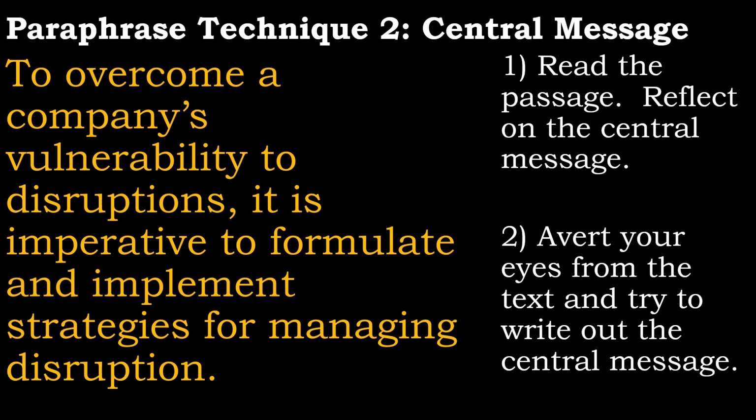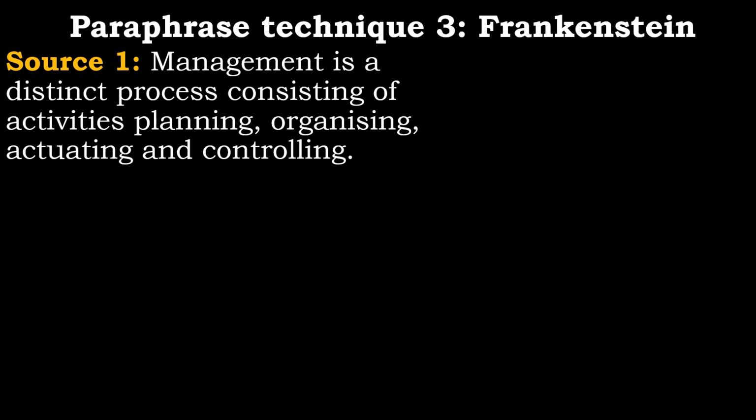So we may look at this passage for 5 to 10 seconds. Try to figure out what is the central message of this passage. Then turn your eyes away from this passage and recreate the central message. The last technique is called the Frankenstein technique. This is where you paraphrase from multiple sources.